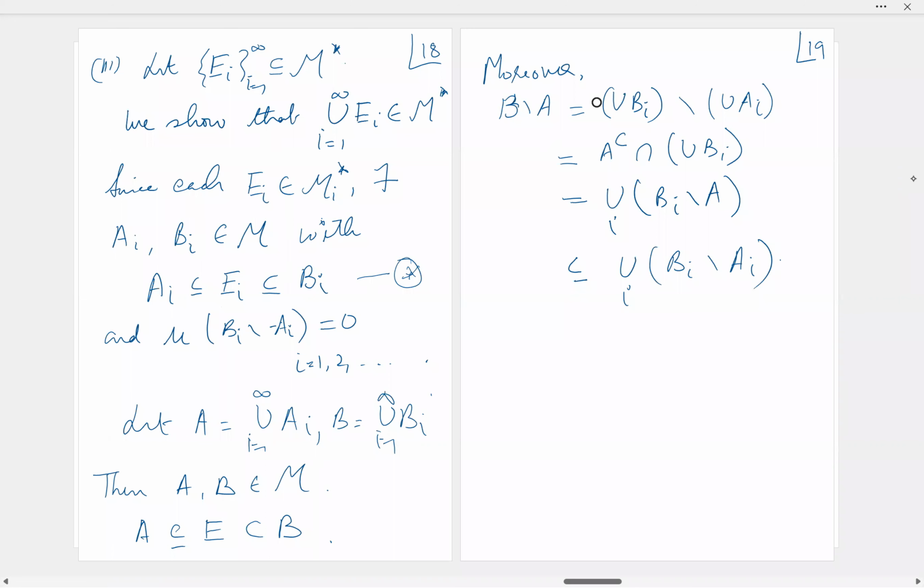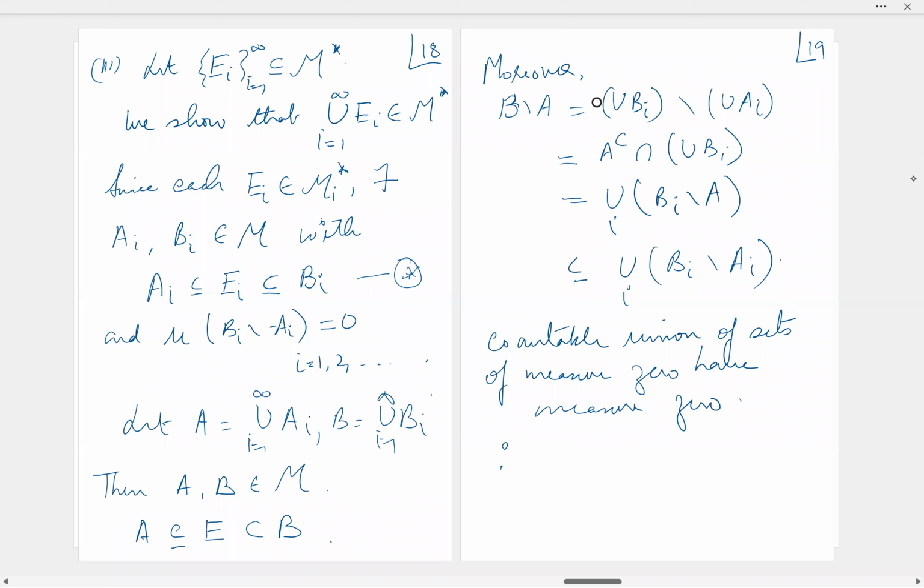And a countable union of sets of measure zero has measure zero. Therefore, mu of B minus A, which is less than mu of the union of B_i minus A_i, is zero. So E belongs to M star.